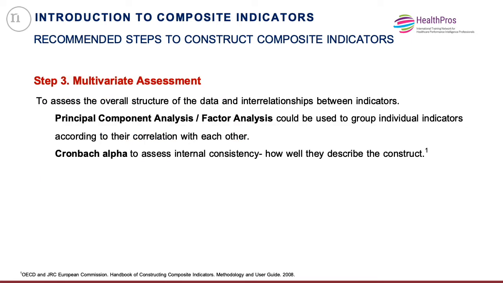Next step is multivariate assessment to assess the overall structure of the data and interrelationships between indicators. Principal component analysis and factor analysis can be used to identify subgroups and group individual indicators according to their degree of correlation, and Cronbach alpha to assess internal consistency, so how well indicators describe the constructs.